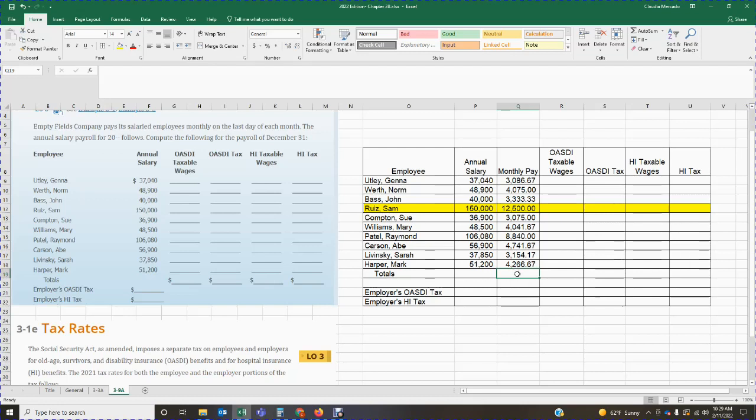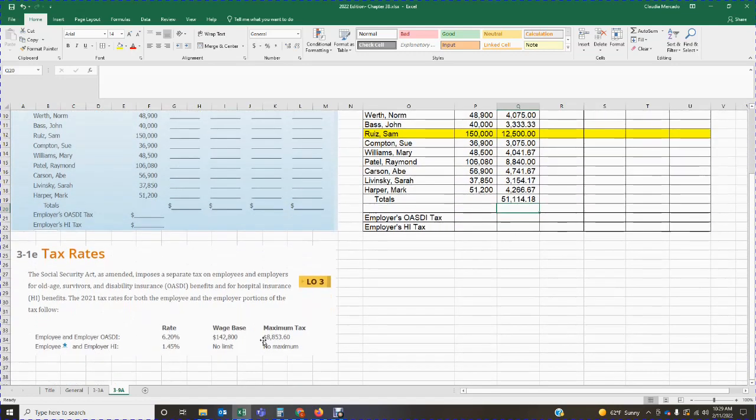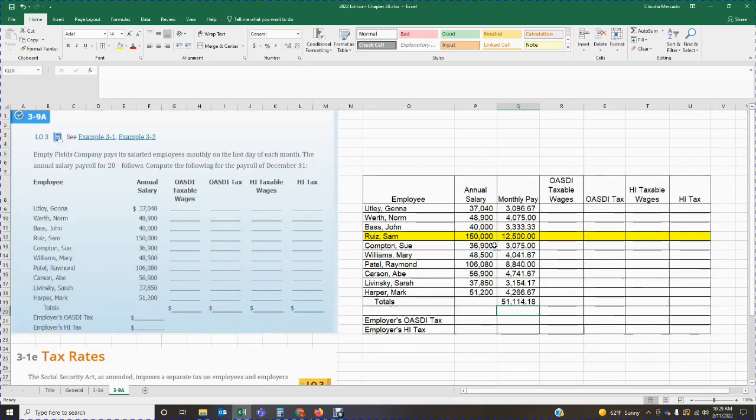I'm going to get a total. Now, we have to be clear. This is how much we pay our employees monthly. It does not mean that everything is taxable. Why? Because Sam made $12,500, but Sam is making more than the base wage for OASDI. So not all of the $12,500 is going to be taxable for Sam. Only a portion will be. Your OASDI taxable wages are basically your wages that are taxable. The only one we have to make an adjustment for is Sam.